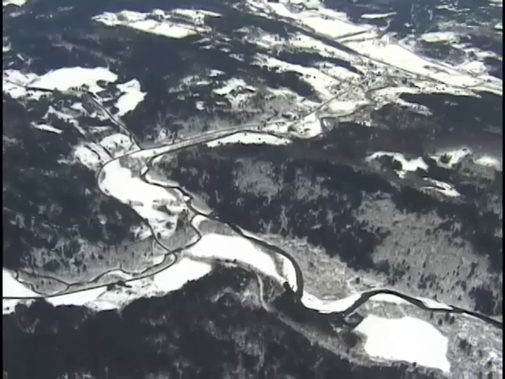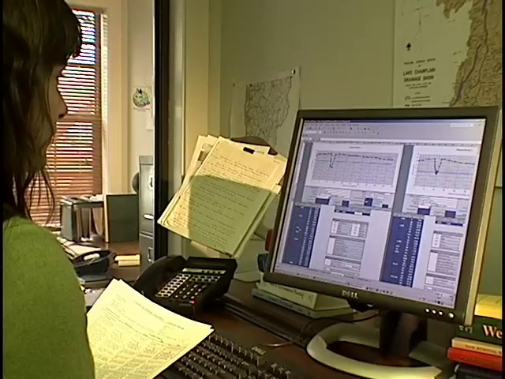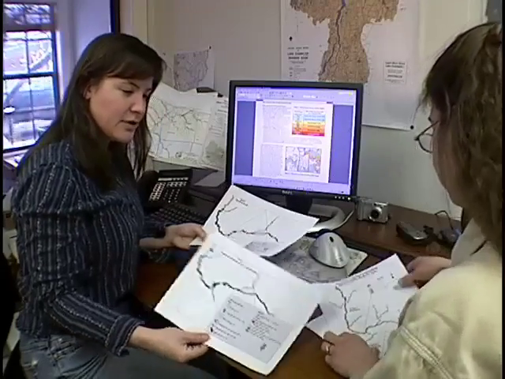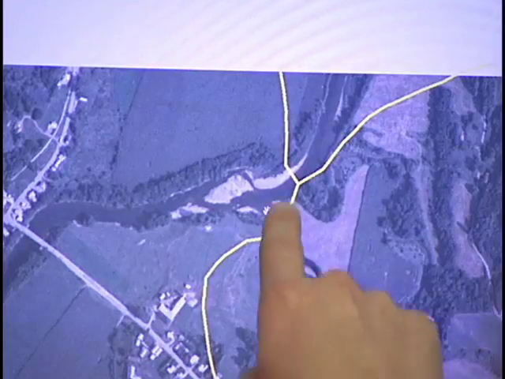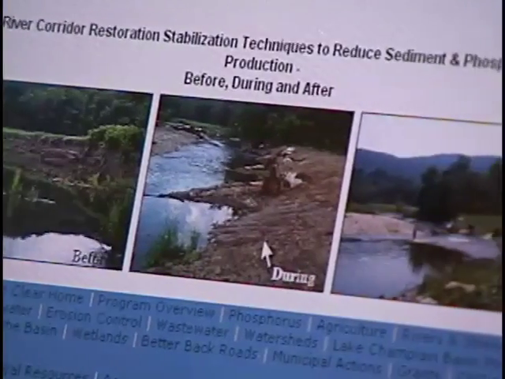Researchers worldwide have also studied the meander patterns of stable streams and developed ways to describe those patterns mathematically. Vermont is using those mathematical descriptions to design and implement restoration projects that restore stable meander patterns to Vermont's rivers.